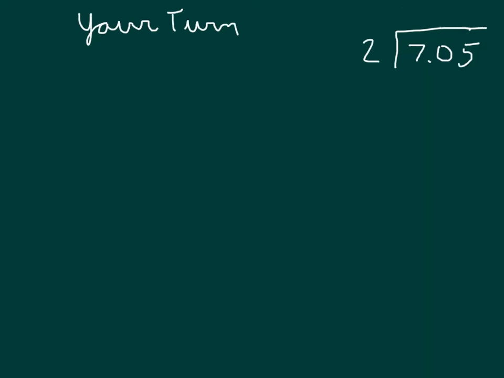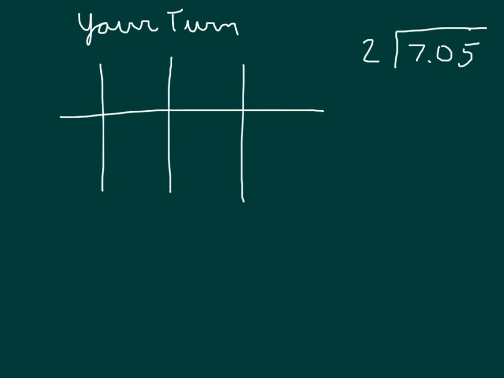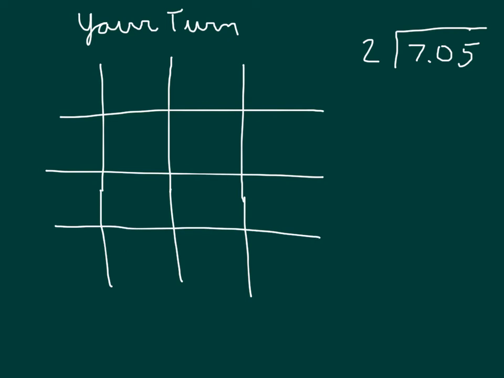Here's one more for you. We'll set up a place value chart where we will have ones, tenths, hundredths, and also thousandths to be able to divide this, and we are dividing it by 2, or into 2 groups. Set up your place value chart, use that standard algorithm to check.